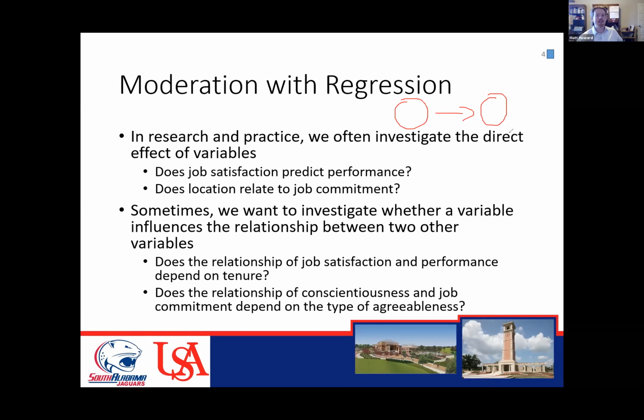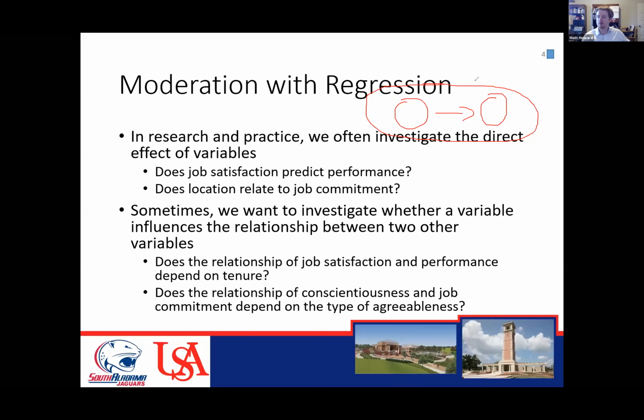However, sometimes we're interested in models that go beyond direct effects. And that's what we're going to be learning about today. How can variables be included in models that aren't just this very, very simple two variables, one arrow? How can we add other variables to our model and analyze those variables in a way that goes beyond direct effects? And the first one we'll talk about is moderation.